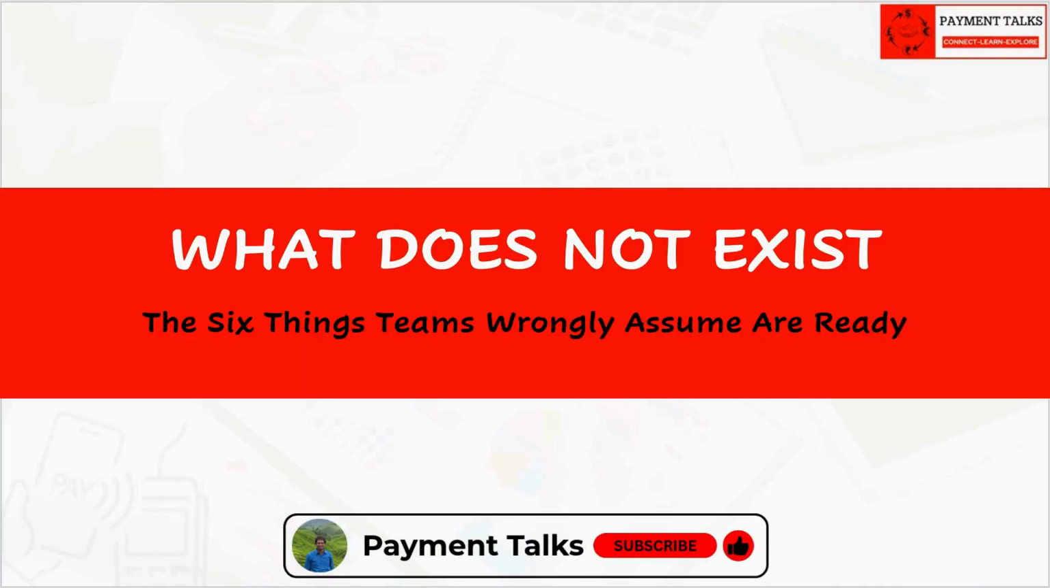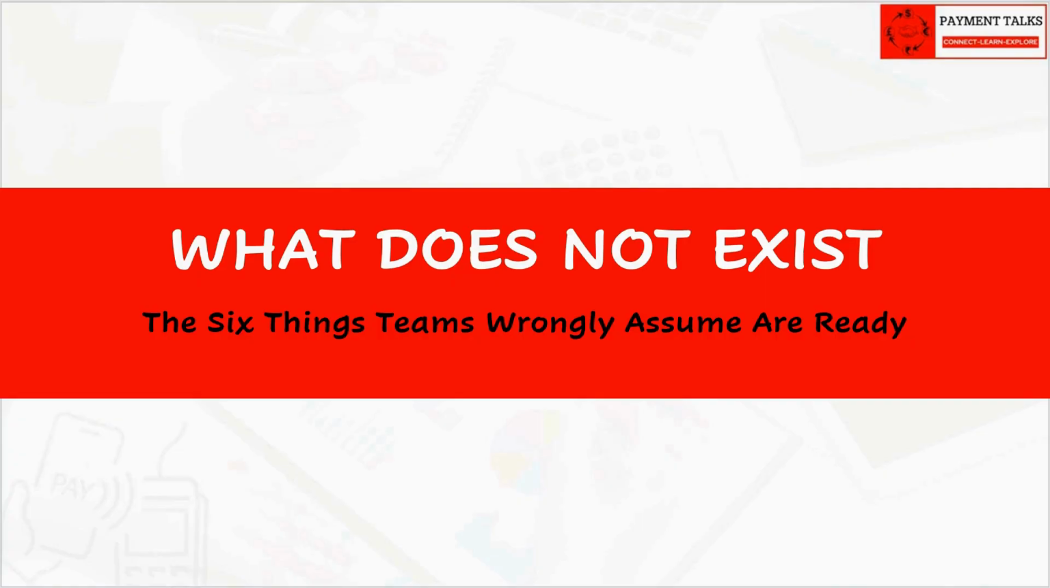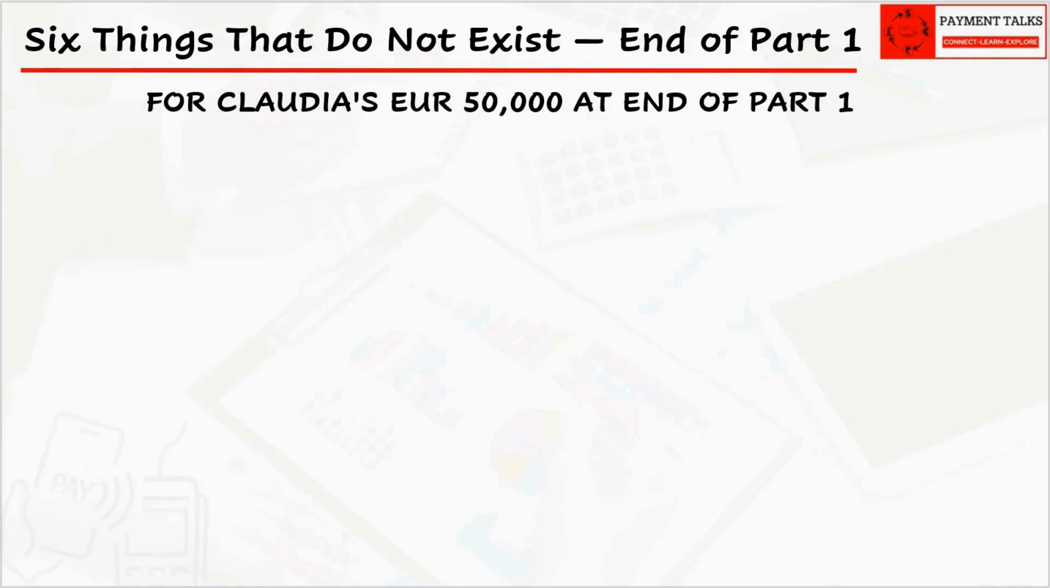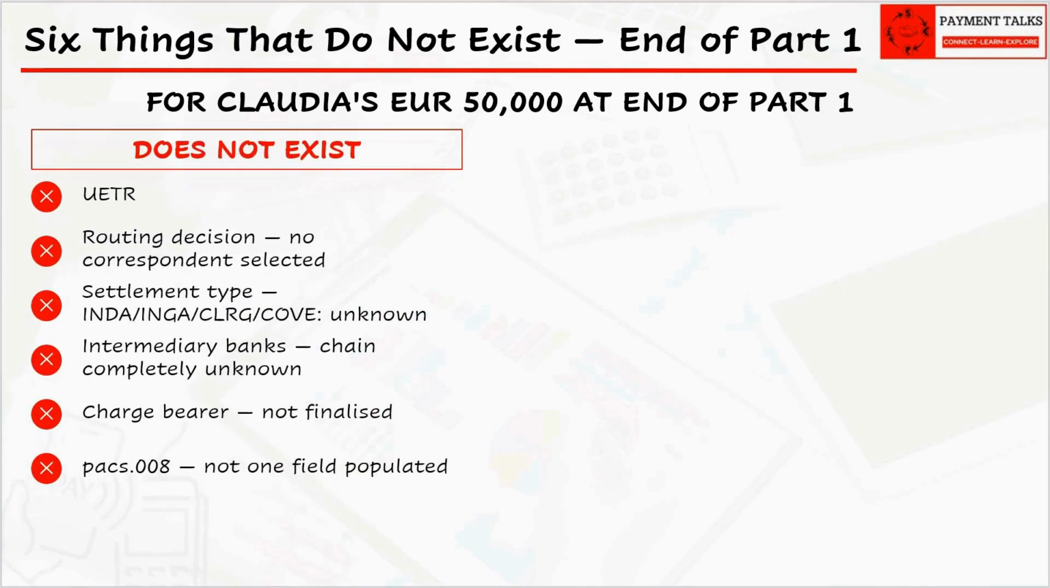Before we look at the 5 implementation mistakes, I want to make one thing completely explicit about where we stand at the end of part 1. For Claudia's Euro 50,000 payment at the end of part 1, here is what does not exist. UTR does not exist. Compliance has not cleared. Routing decision does not exist. No correspondent has been selected. The chain between Claudia's bank and Acme Engineering's bank in Milan is completely unknown.